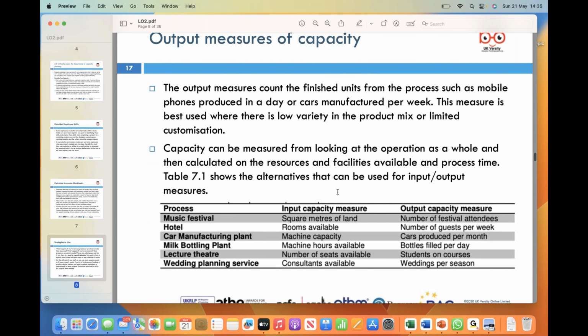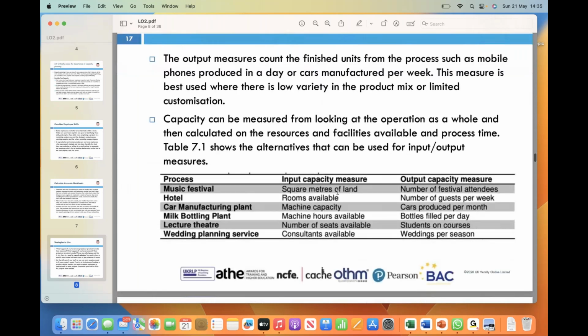Output measures of capacity work best in situations where there is a low variety in the product mix or limited customization. In other words, when the products being produced are similar or standardized, it becomes easier to count and measure the output. For example, if a factory is primarily producing a single model of mobile phone, it is straightforward to keep track of the number of units produced.